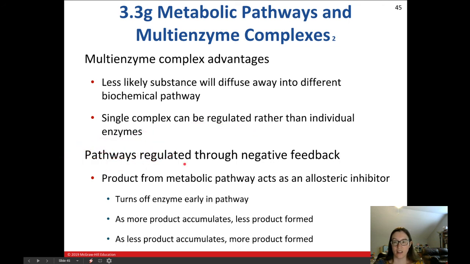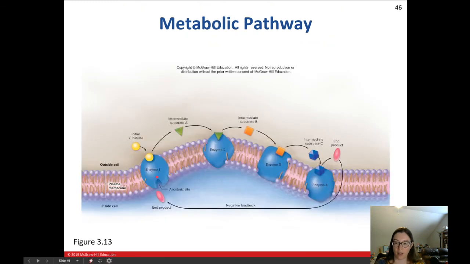Pathways, those multi-enzyme or metabolic pathways, instead of regulating each individual enzyme in this multi-enzyme pathway, so look here, we don't have to necessarily turn off each of these. Our multi-enzyme pathway is pretty cool because it can actually be regulated by negative feedback. So the first enzyme in the pathway here has an allosteric site. And as we said, they kind of go in a row. So the substrate comes in and it turns into something else and it keeps going and it keeps going.